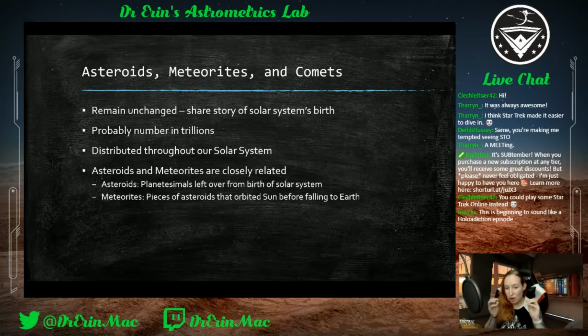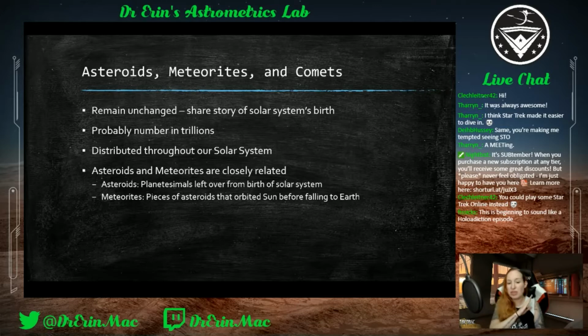So these are small objects. We talked about the fact that we have those different frost lines for the different materials. So rocks and metals condense much closer to the sun. Then you start to get ices condensing much further out. And that's why we can look at these and see what the distribution of matter was like at the very beginning of the solar system. The number of these objects probably numbers in the trillions, but as we'll talk about, particularly with asteroids, they're very hard to see. So that's an important point to note as well.